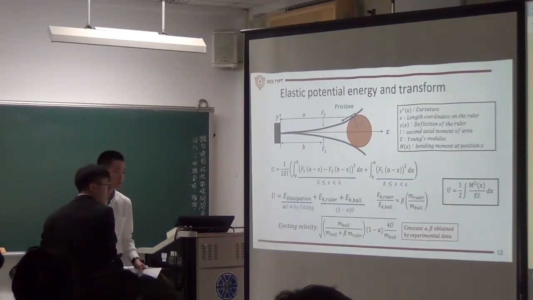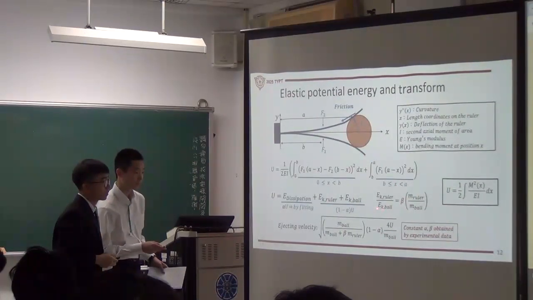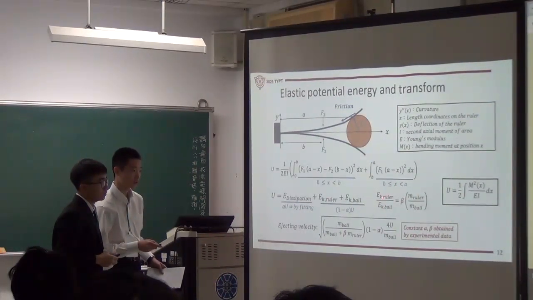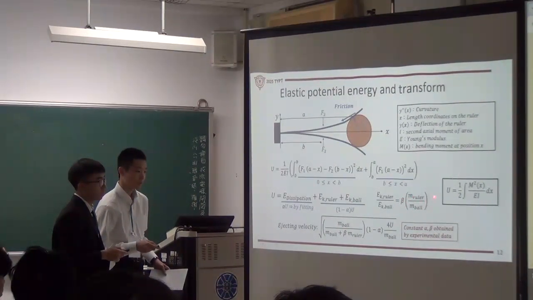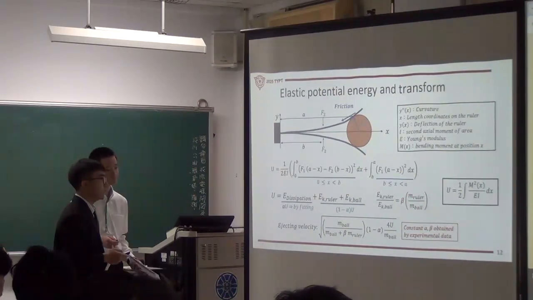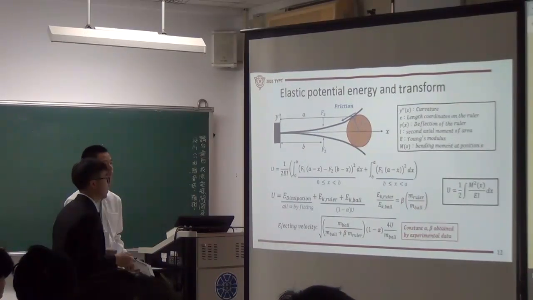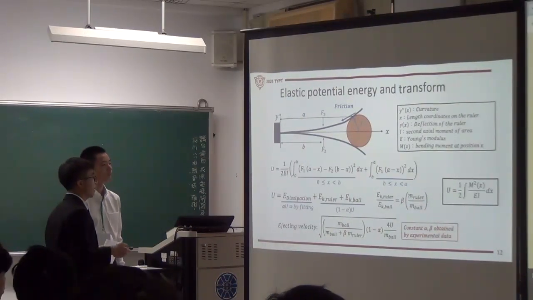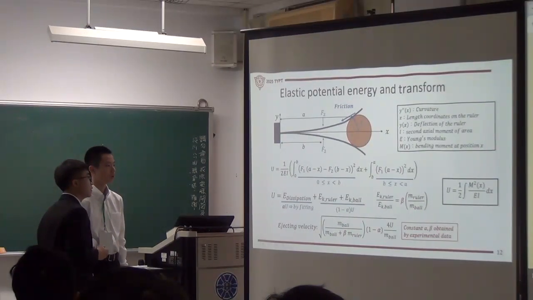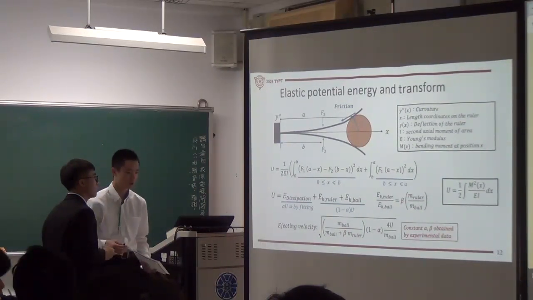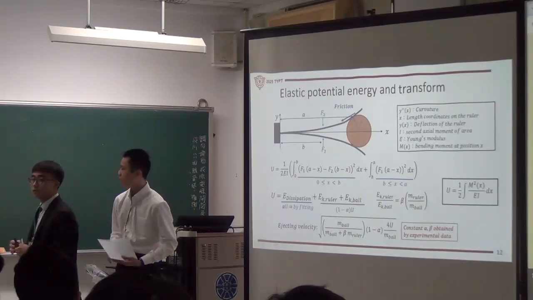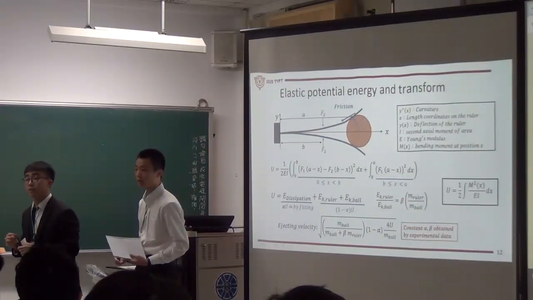Okay, and the next question: you find the kinetic energy of the ruler and ball is proportional to the mass proportion. We can know it from the calculation of the mathematical formula. Could you explain this more? Okay. Joyce, can I use the blackboard? Sure.